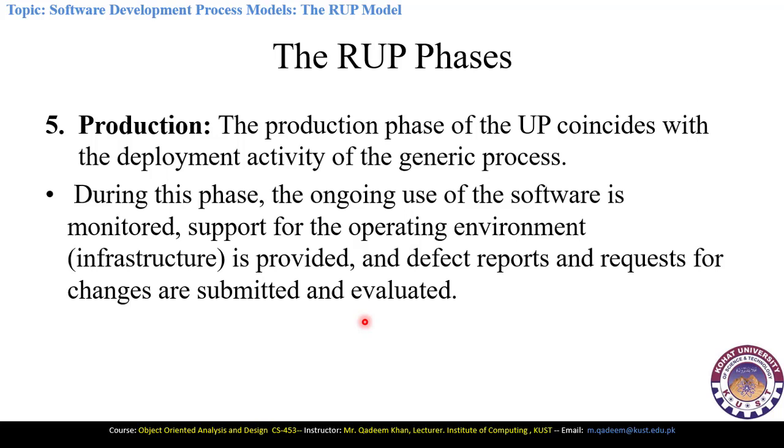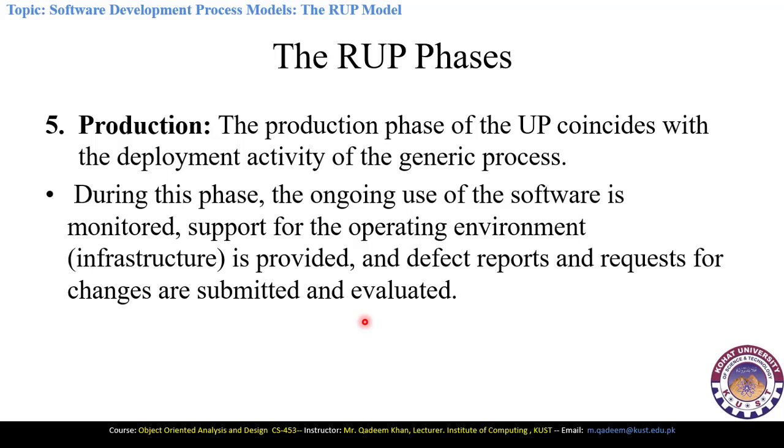But for the specific user products, the production phase is in fact a phase which is used for monitoring the products for certain defects, and it also supports the operational environment as infrastructure, and it also helps us handle defect reports and requests for changes as submitted and evaluated by the customers.